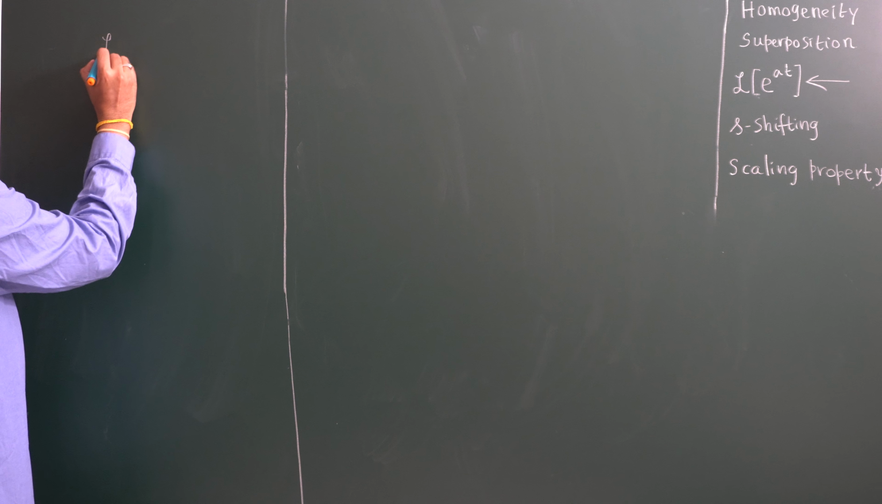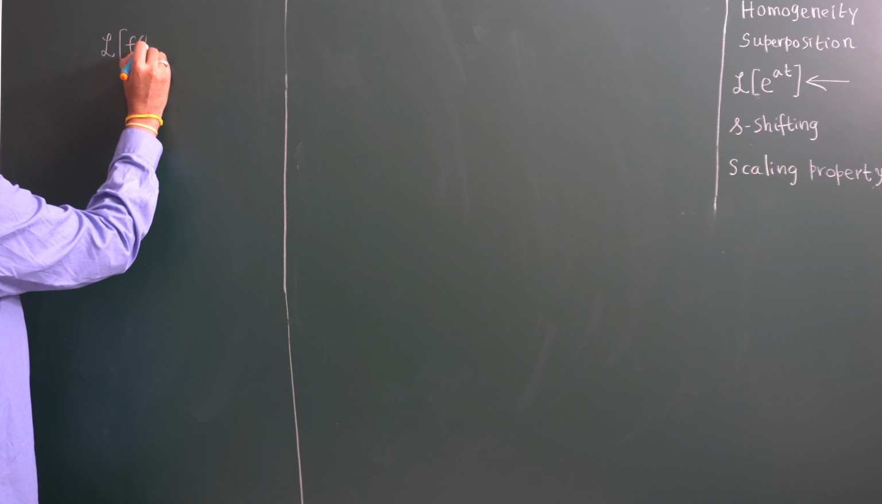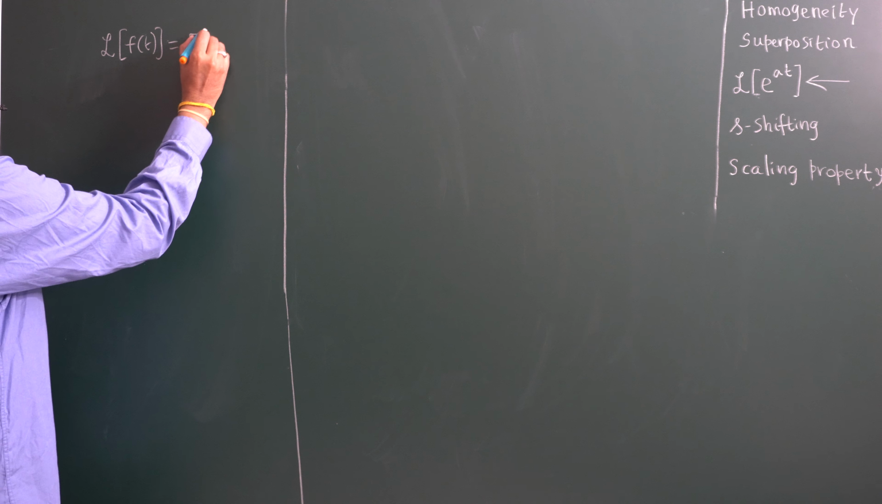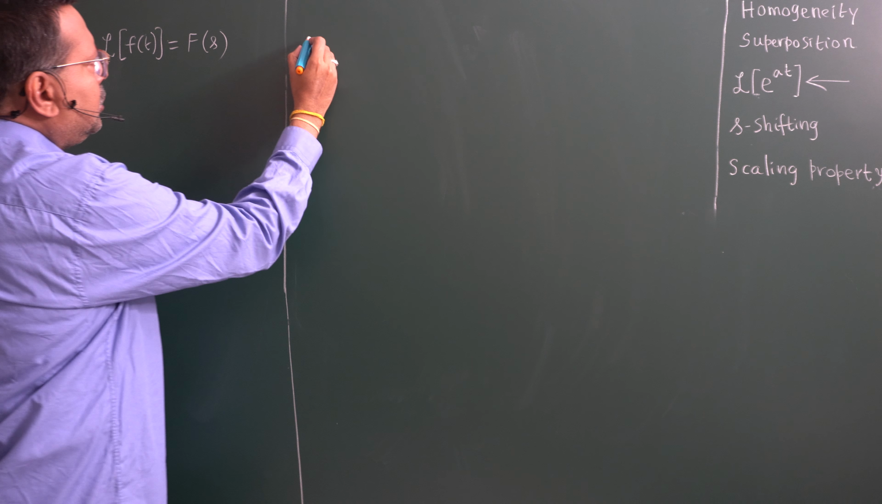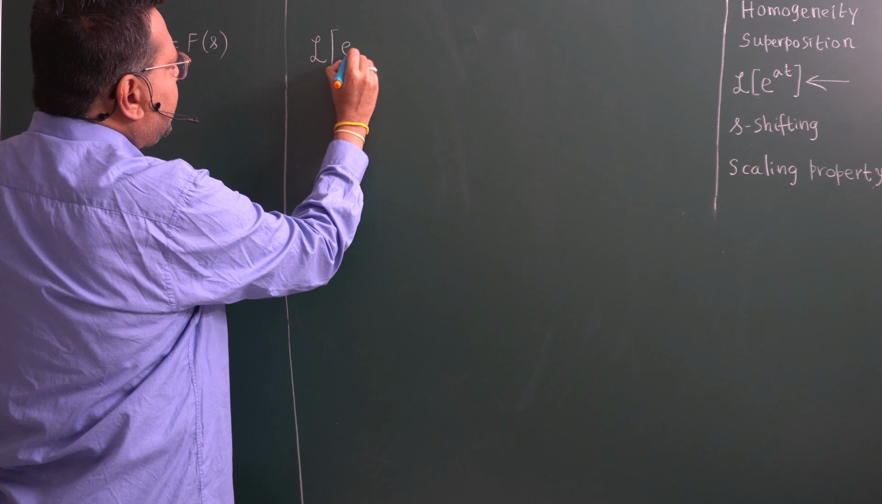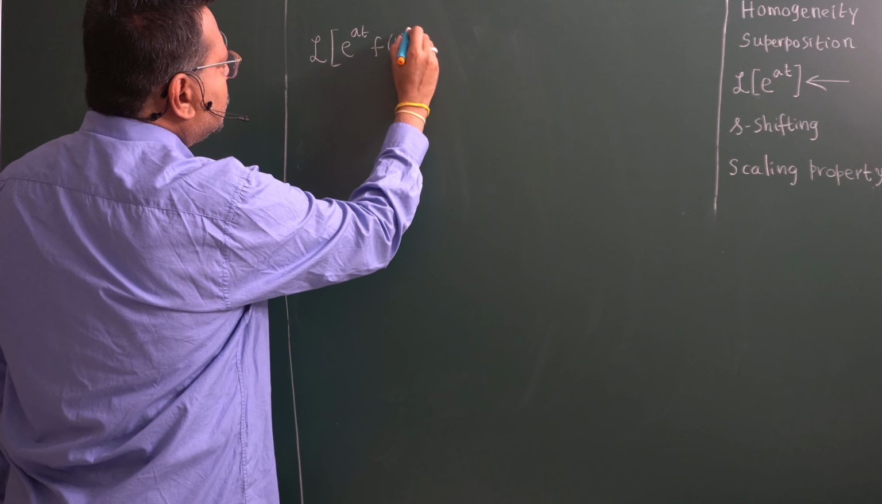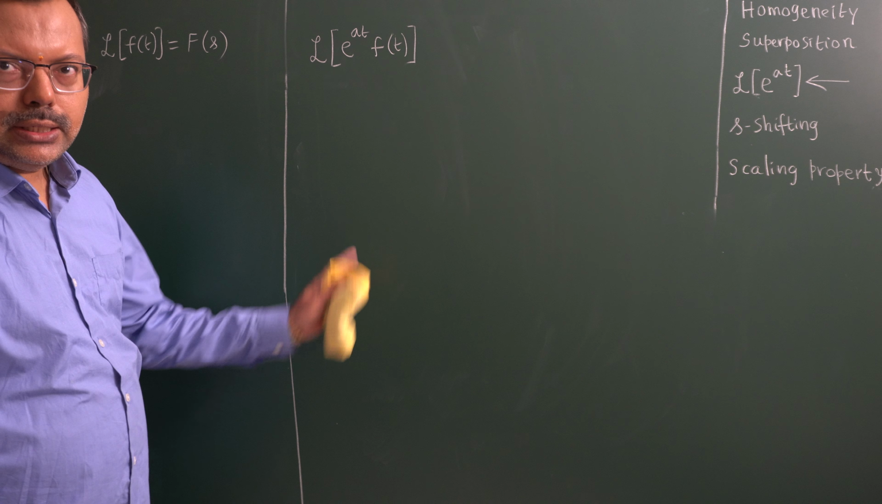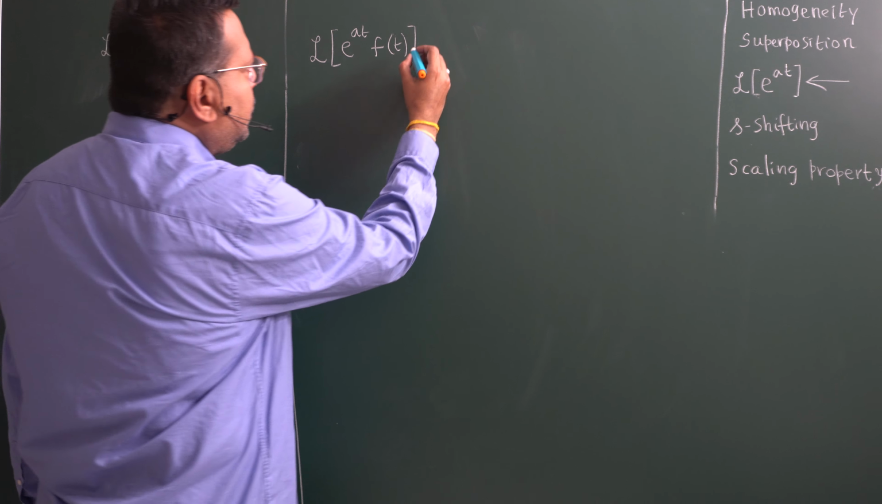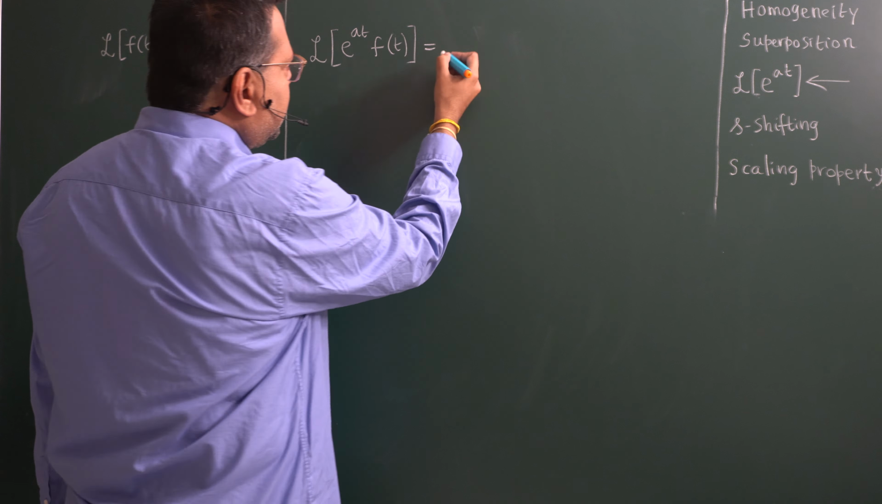So the original statement is Laplace transform of f of t is capital F of s. So now we are asking the question, what happens if you multiply by e to the power at? That's all. This is what we are asking, and let us try to do the integration directly, which will give you the answer. Since you are familiar with most of the steps if you have seen the last 2 videos, we can quickly proceed here.